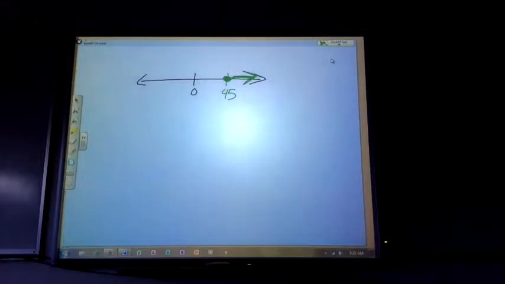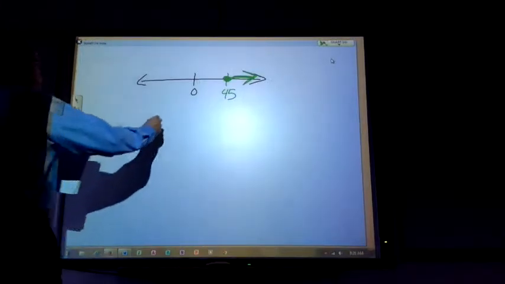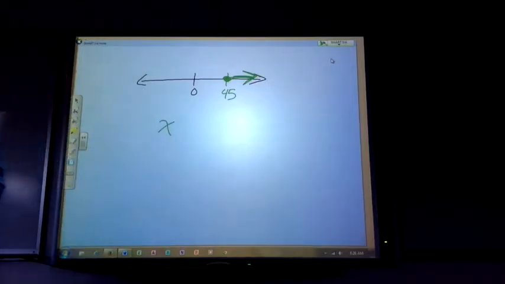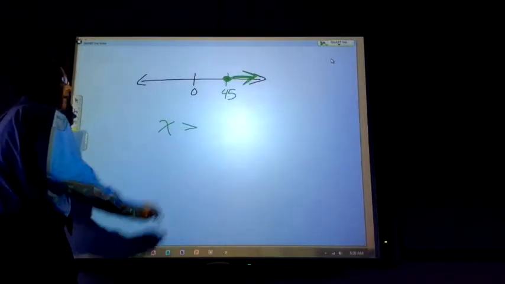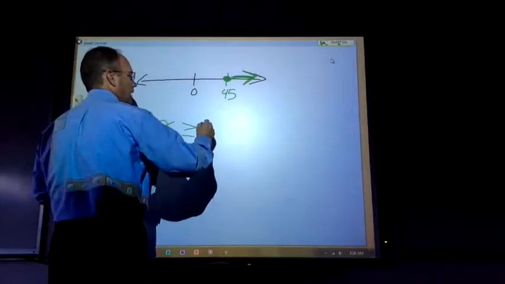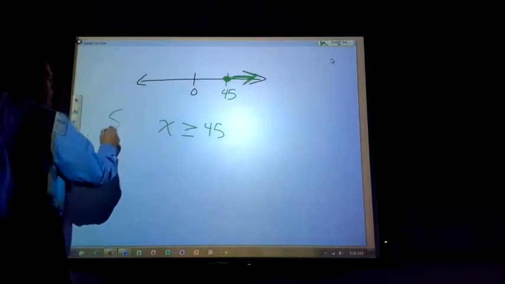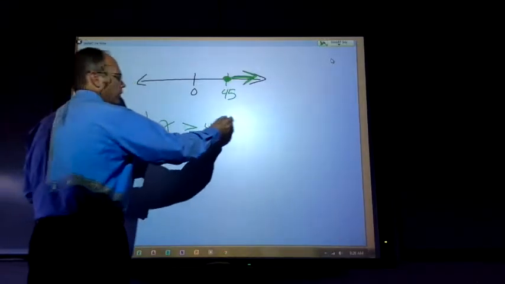So let's make the inequality. X represents speed limit here. Do I want greater than or less than? Greater. Do I want equal to or not? Yes. Because it's a solid dot. Interval notation.